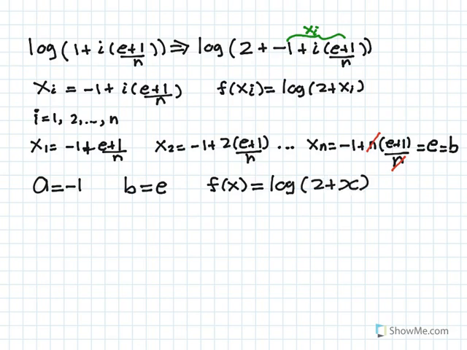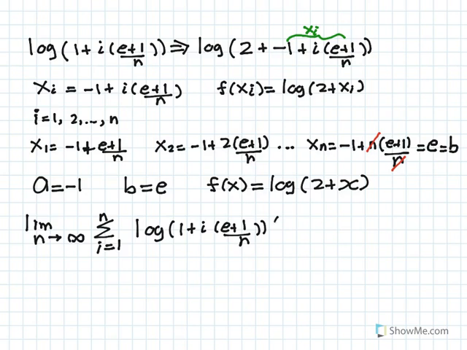So we can now transform the right-hand Riemann sum into a definite integral. We were given this question, limit as n goes to infinity, i goes from 1 to n, log of 1 plus i times (e plus 1)/n times (e plus 1)/n. We transform this into a definite integral, negative 1 to e, log of 2 plus x dx.